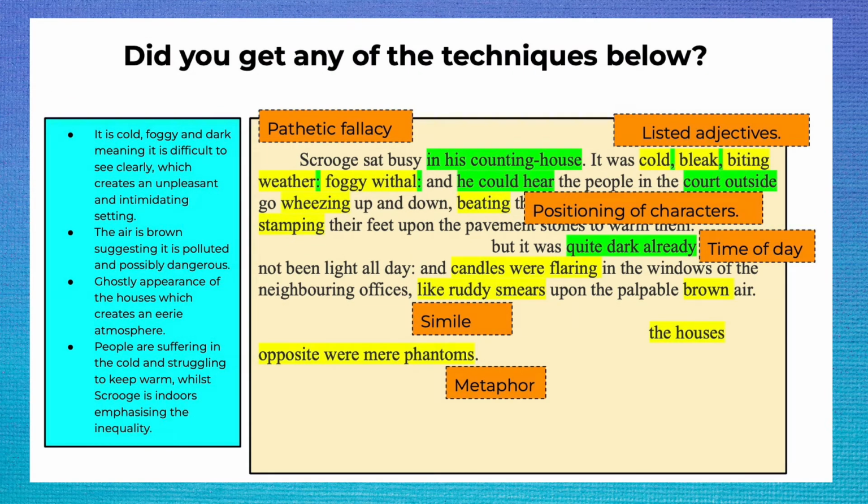Some of the techniques you may have noted are pathetic fallacy, adjectives, positioning of characters, the time of day, simile, metaphor. And you need to have both language and structure for this question because it explicitly asks for that. So you should hopefully have spotted both language and structure techniques. The techniques on the screen, they're not all the techniques in the extract. You may have spotted different ones, but they are some of the ones that relate to the 4 bullet points that we've been using so far in our examples.